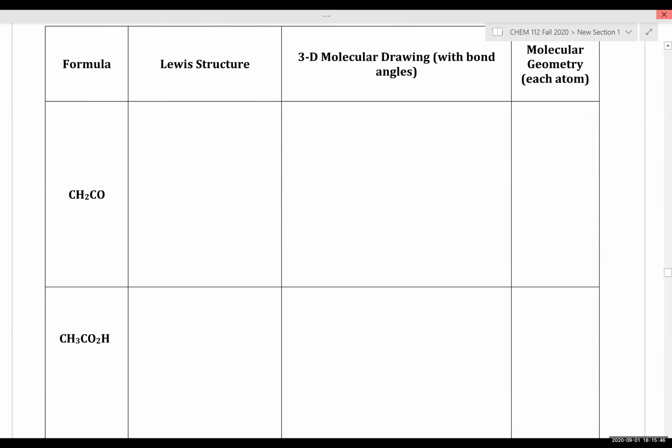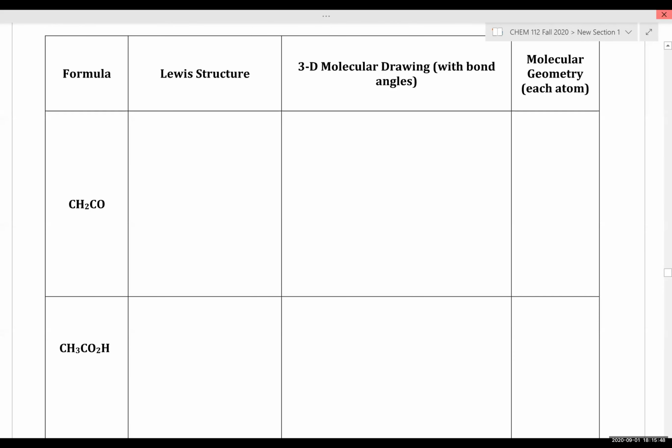Okay, so things are best learned via practice. So what we're going to do now is look at the formula, try drawing out the Lewis structure, and then identify the molecular geometry for each atom. So let's look at this molecule, CH2CO. This one's pretty interesting, and I'll start us off with this first example.